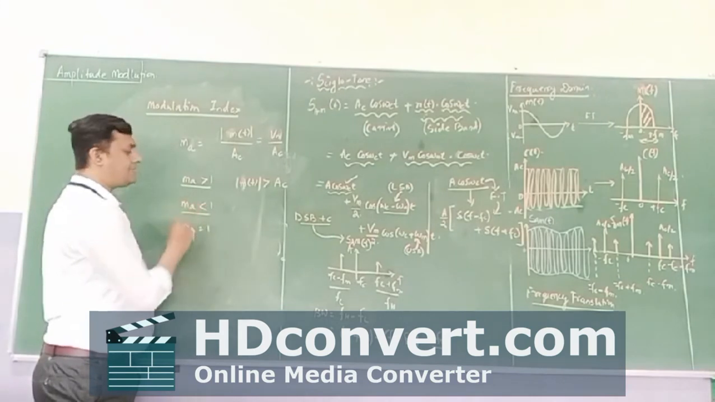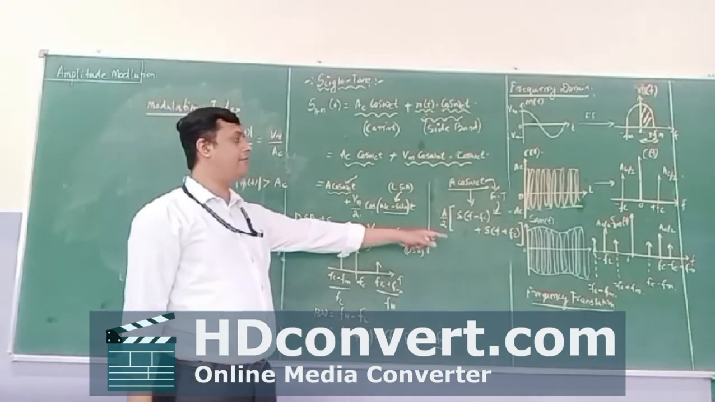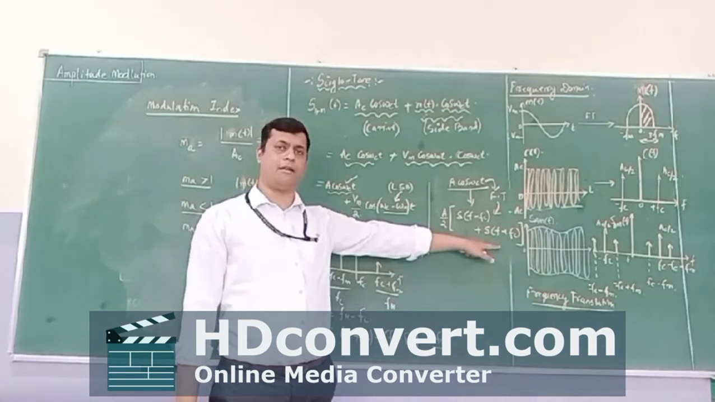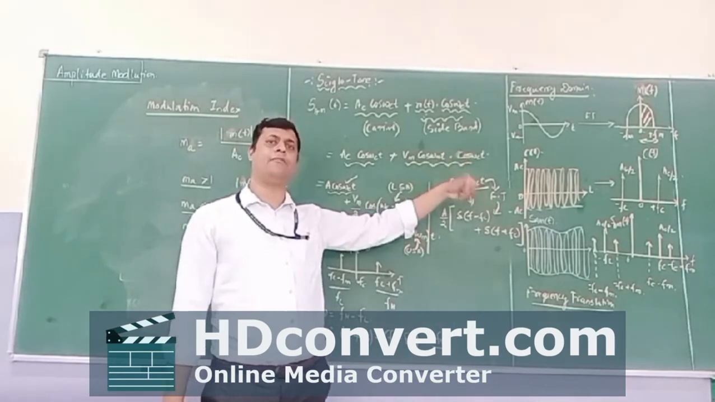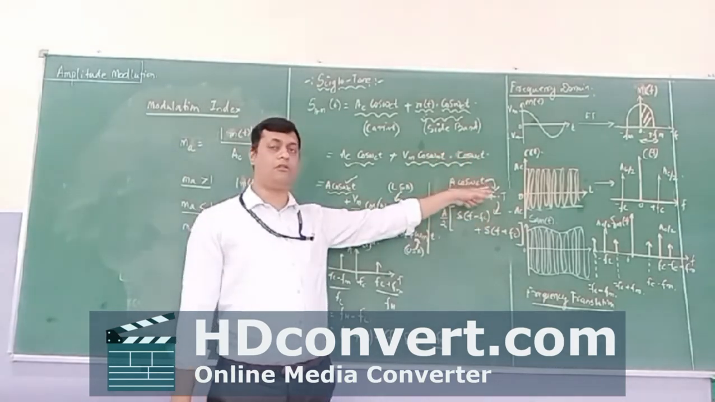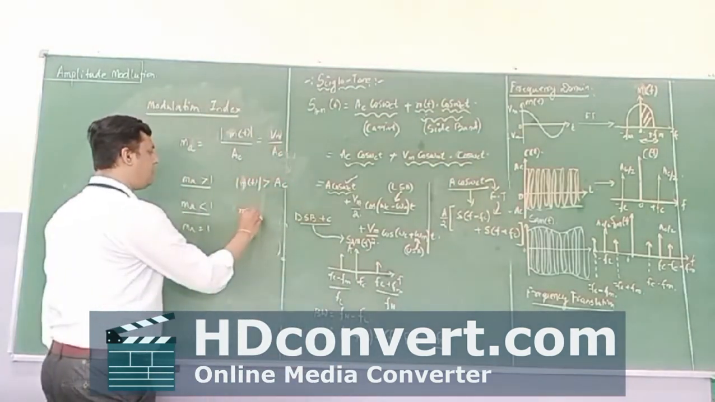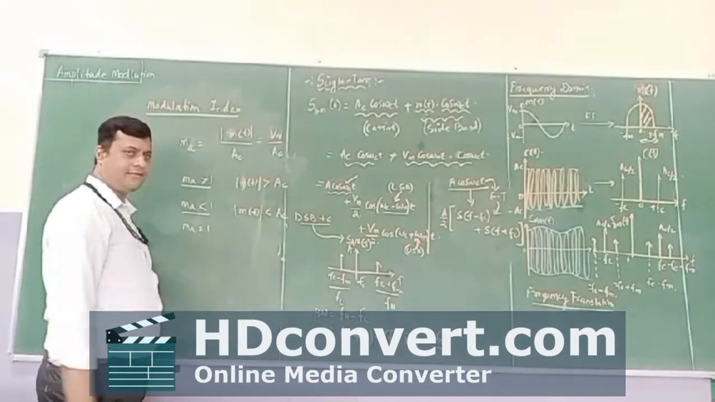Similarly, if Ma is less than 1, we prefer this Ma less than 1. Whatever modulation representation I have done here is with respect to Ma less than 1. That is called under modulation, or proper modulation, in which the amplitude of the modulating signal is less with respect to the amplitude of the carrier signal.